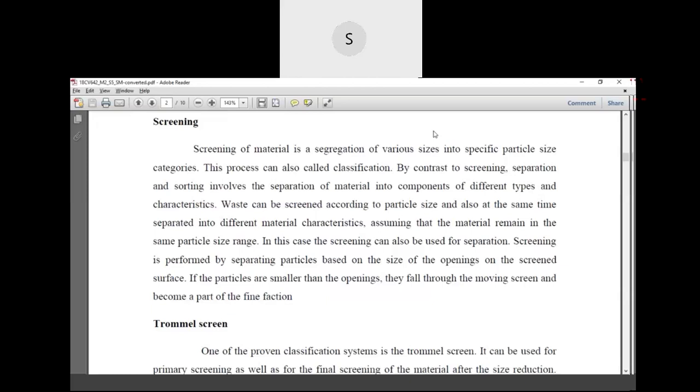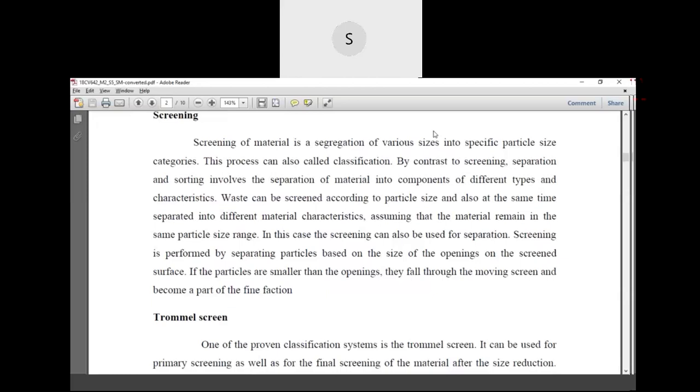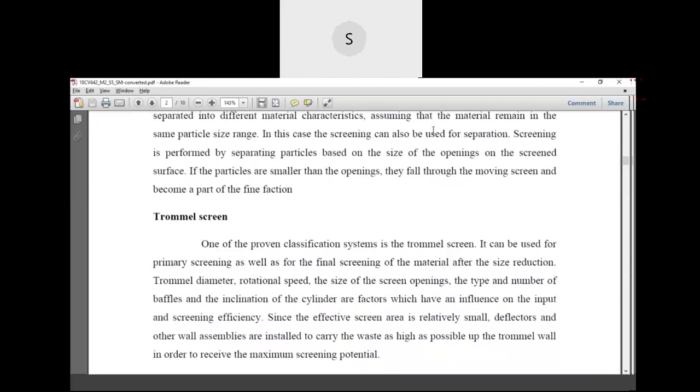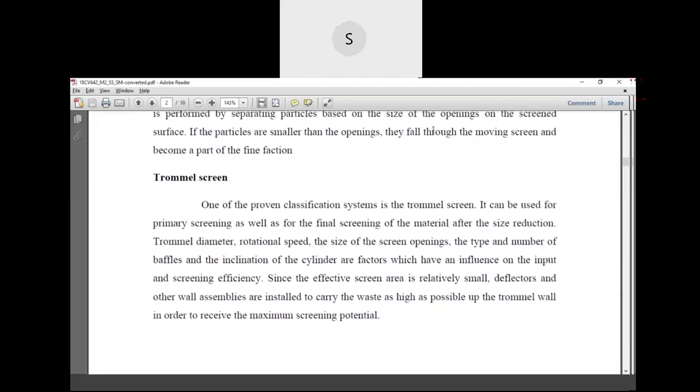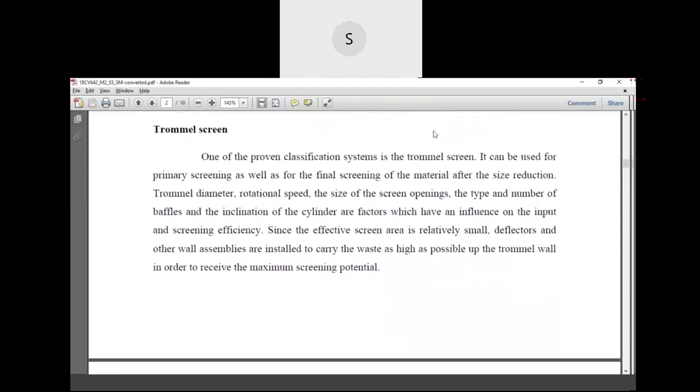Screening is performed by separating particles based on the size of the aperture of the screen surface. If the particles are smaller than the openings or the aperture, then they fall through the moving screen and become part of the fine fraction. The trommel screen is one such screen which is commonly used. One of the proven classification systems is the trommel screen. It can be used for primary screening as well as for the final screening of the materials after size reduction.